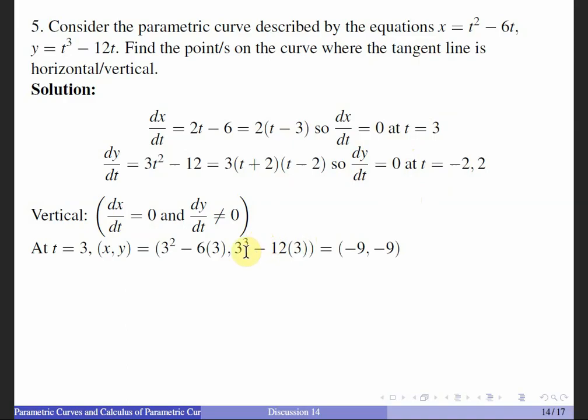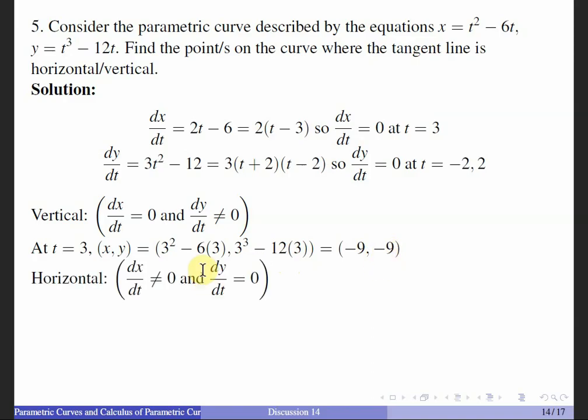So let's just plug in. For x, that's t squared minus 6t, so we have 3 squared minus 6 times 3. That's 9 minus 18, negative 9. And then for y, 3 cubed minus 12 times 3, so we have 27 minus 36. That's negative 9.